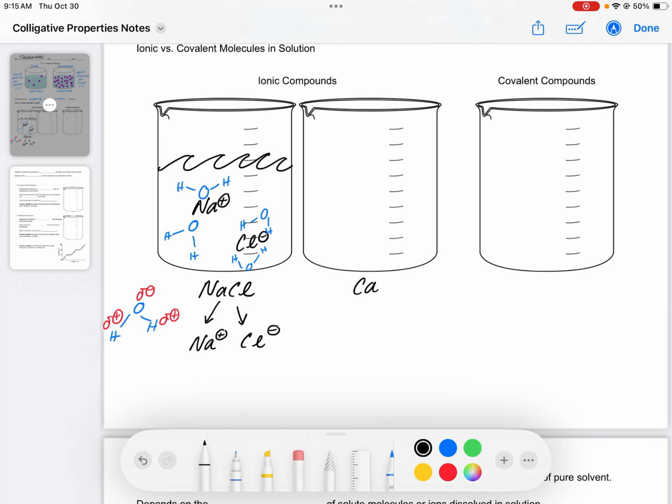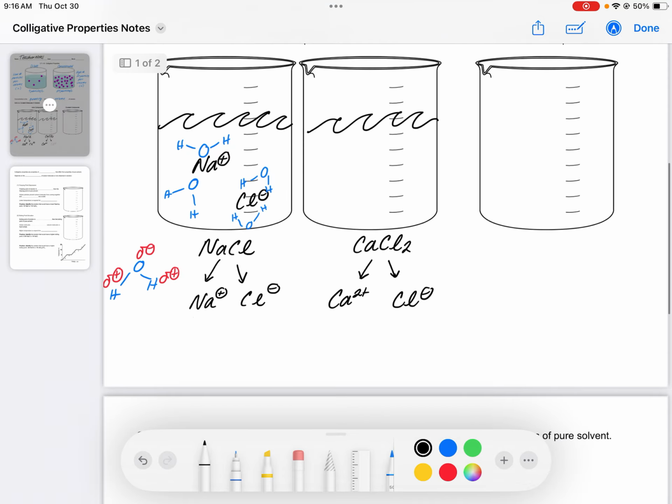If we look at another compound, CaCl2, this one is also ionic. Calcium is a metal, chlorine is a nonmetal. What happens in this case is it's going to split up into a calcium ion and a chloride ion. But in this case, you notice that we have 1 calcium and 2 of these chlorines. So the total number of ions we see in this container is going to be 3. And I'm getting the 1 calcium from this imaginary subscript there and the 2 chlorines from this imaginary subscript there.